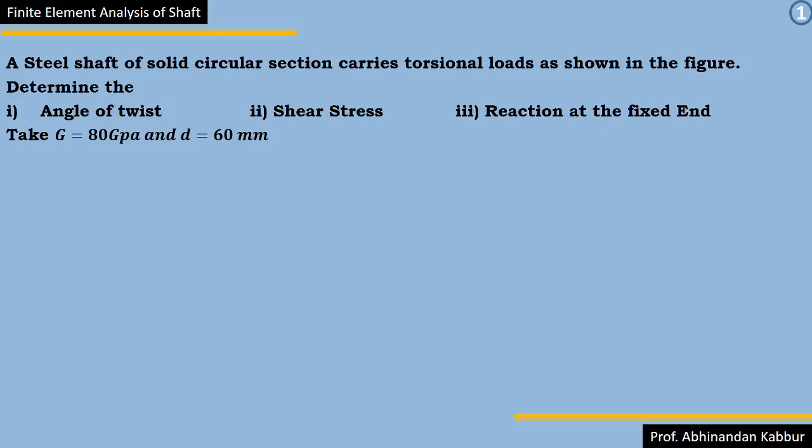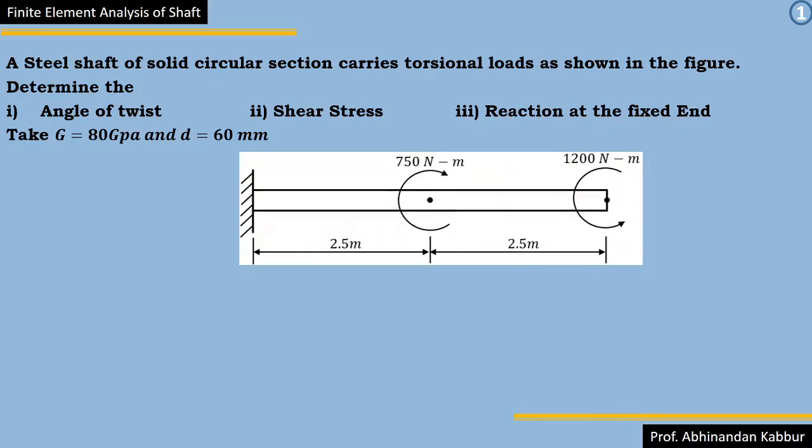A steel shaft of solid circular section carries a torsional load as shown in the figure. So there are two torsional loads applied, that is 750 Newton meter at a distance of 2.5 meter from the fixed end and 1200 Newton meter at a distance of 5 meter from the fixed end. So I need to find out what is the angle of twist in this shaft because of the applied torque.